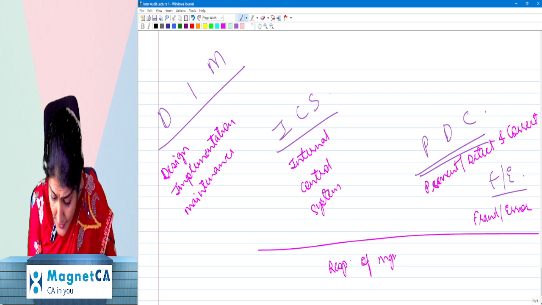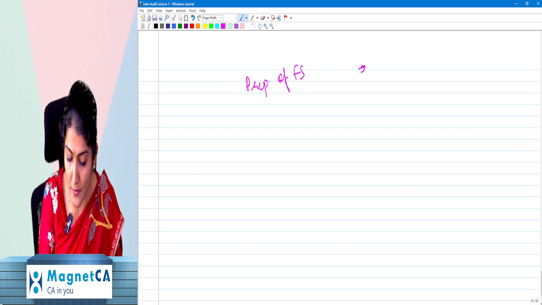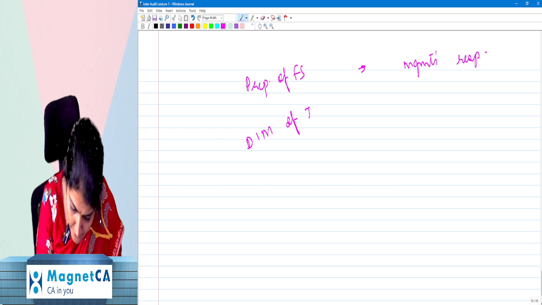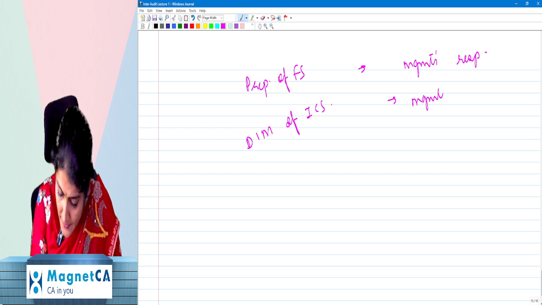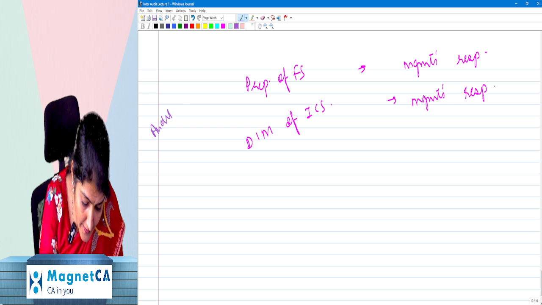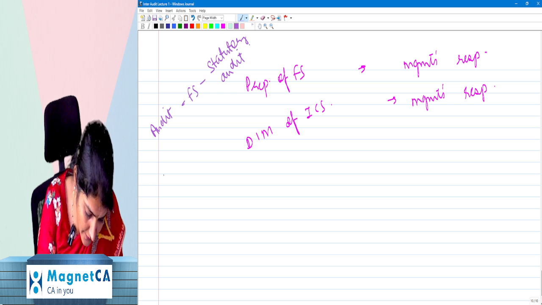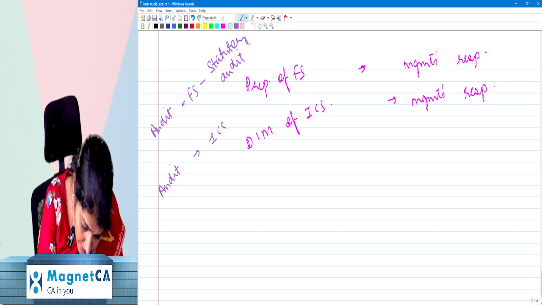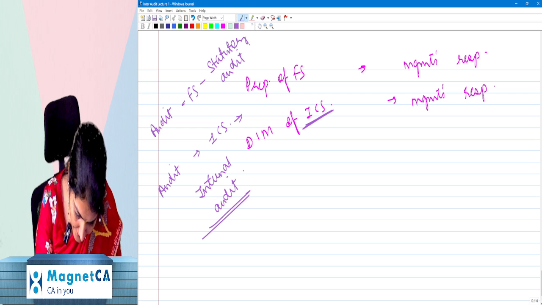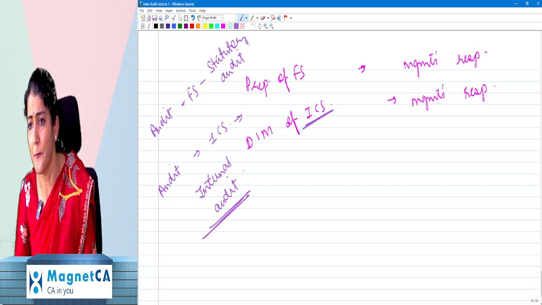So preparation of financial statements was also whose responsibility? Management's responsibility. Then design, implementation, maintenance of internal control system also whose responsibility? Management's responsibility. Now when a CA is appointed to audit the financial statements, that is called the statutory audit. And when a CA is appointed to audit the internal control system in the organization, then that audit is called the internal audit.